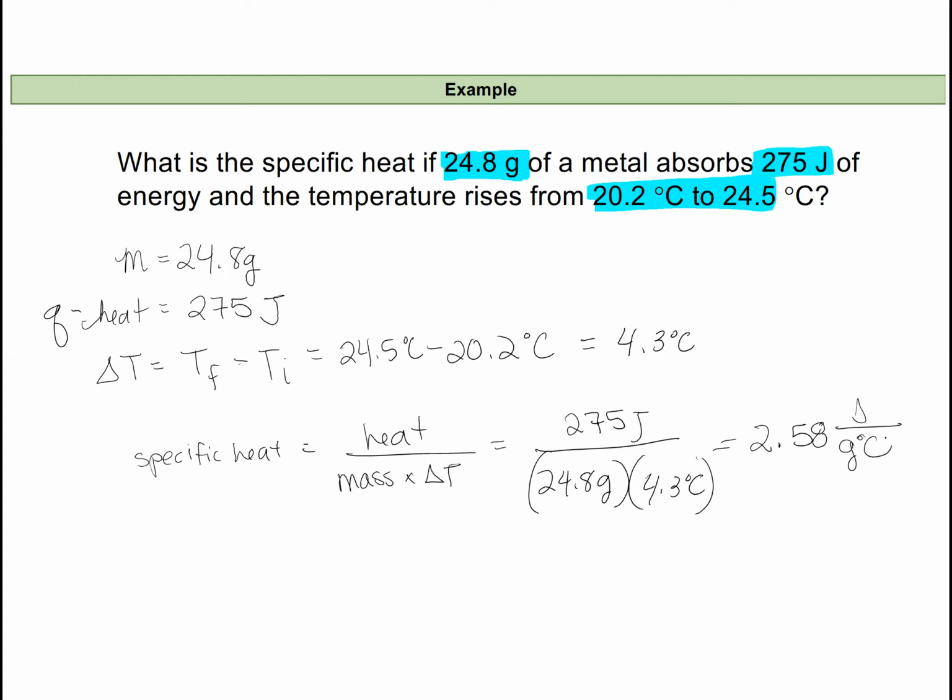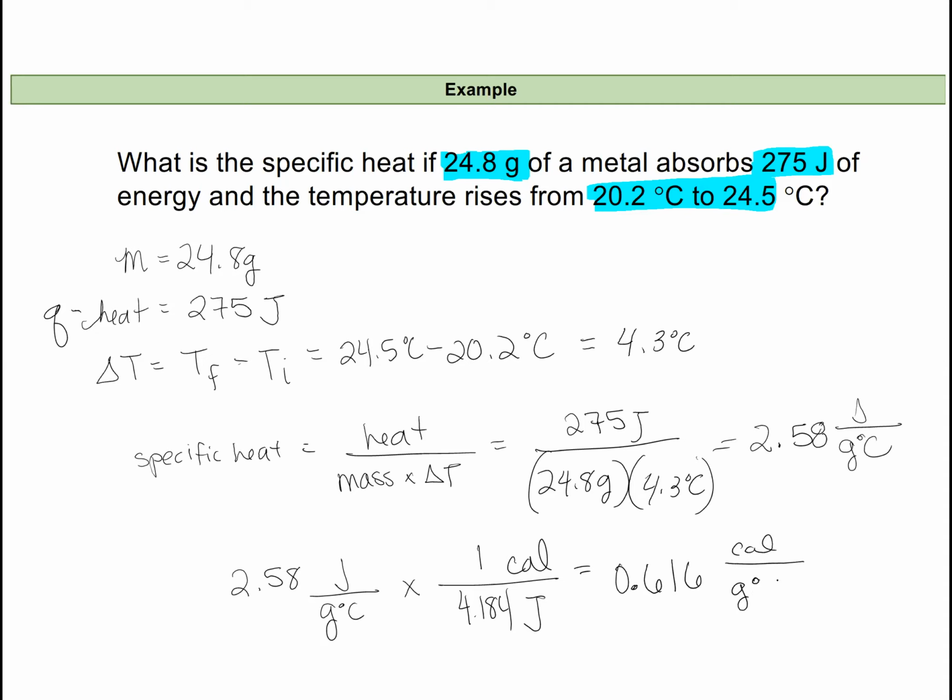I could convert this if I wanted into calories. If I did, it would be 2.58 joules per gram degree Celsius times my conversion factor that'll put joules on the bottom so they cancel out, and calories on top. And 1 calorie equals 4.184 joules. So this will then be equal to 0.616 calories per gram degree Celsius for my units. See, my joules cancel here.